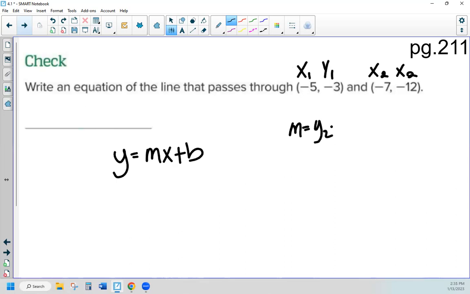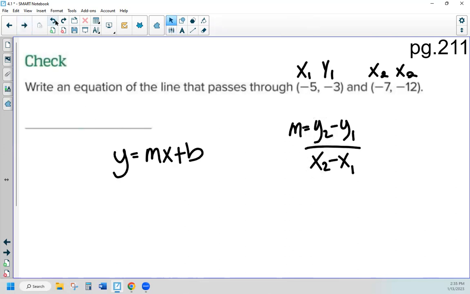The slope formula is your y's subtracted divided by your x's subtracted. It is very, very important that if you write y2 at the beginning, you need to write x2 at the beginning. You got to line them up. So your x1 and y1 and the x2 and y2 need to be matched up like this. That's very important. If you mix those numbers up, your answers will be wrong.